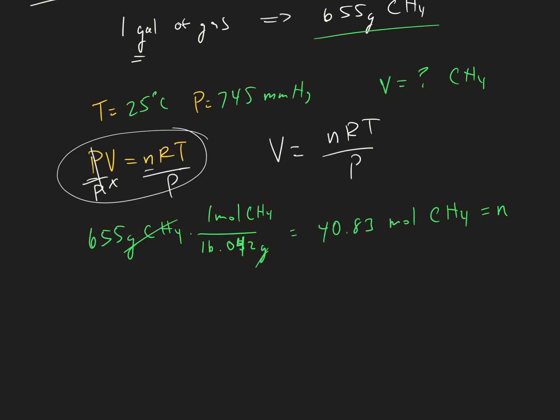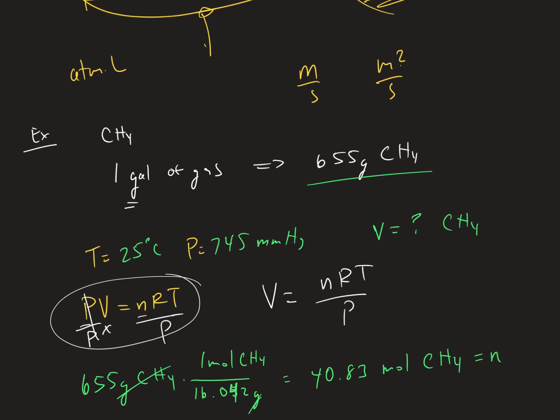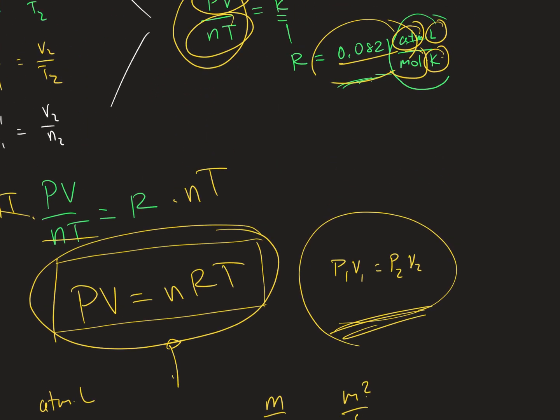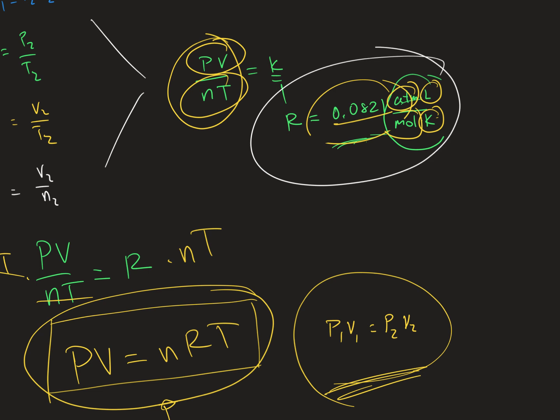Is there a reason we don't have to convert the pressure to ATM? That's what I'm asking right now. Are we ready to plug this in our formula? We are not. If we are using this constant R, we have to be in ATM, in liters, in Kelvin, and in moles. Have to be.